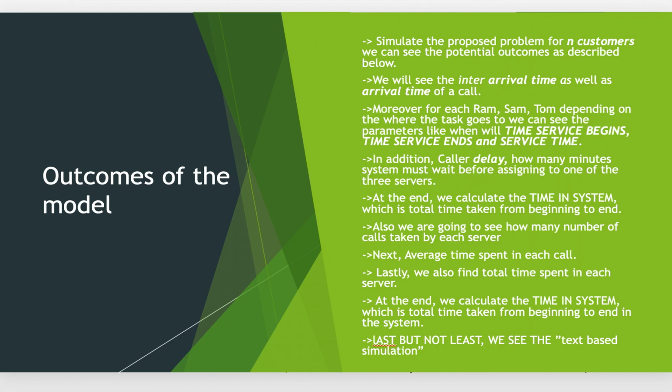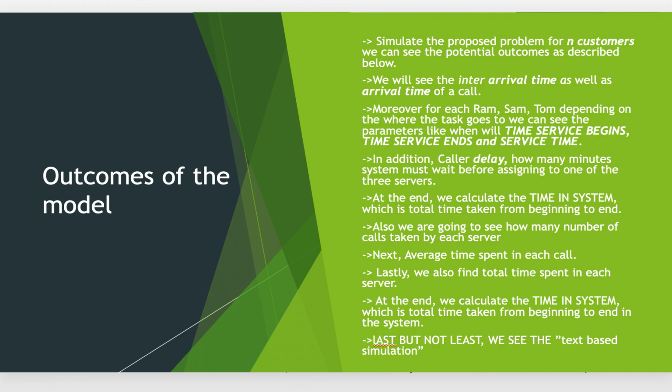We are also going to calculate the caller delay. For example, if Ram, Sam, and Tom are busy, the customer has to wait before being served, and that time gap is the caller delay. At the end, we will also see the total time spent in the system. Moreover, we are going to see how many calls are taken by each server. Let's say for 10 customers, 6 customers are served by Ram, 3 customers are served by Sam, and 1 customer is served by Tom.